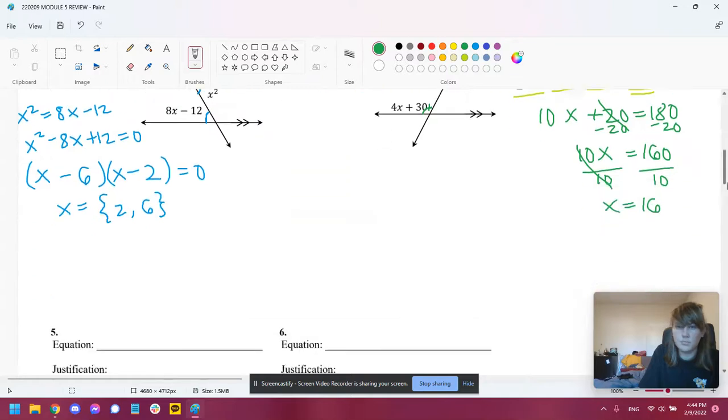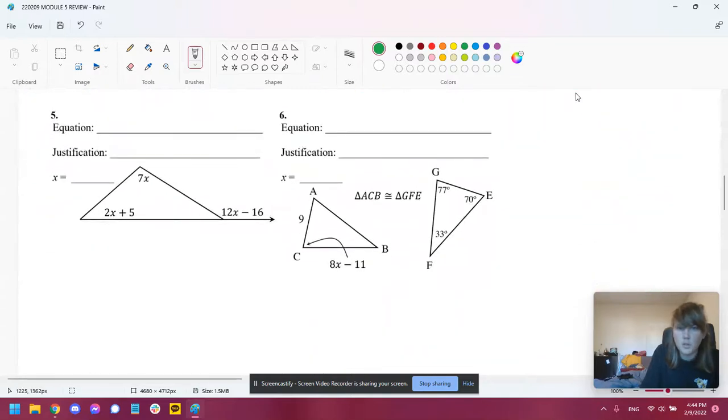Cool. Let's skip the yellow because it's hard to read. Okay, this one's kind of funky.